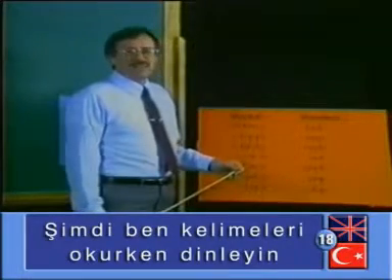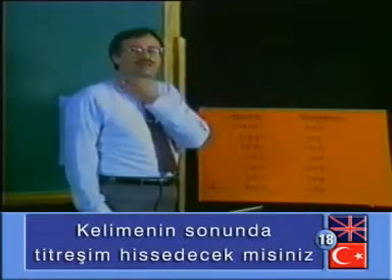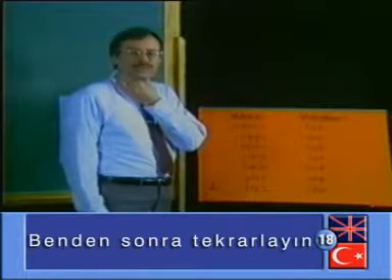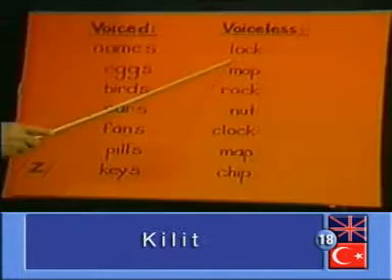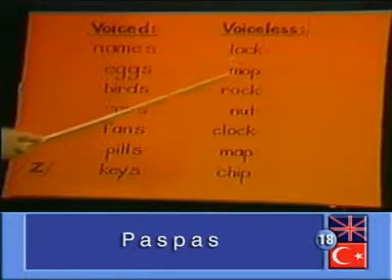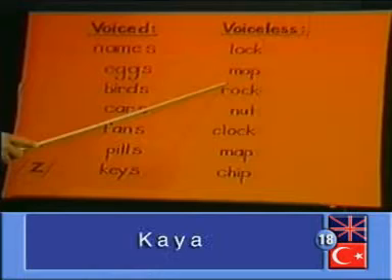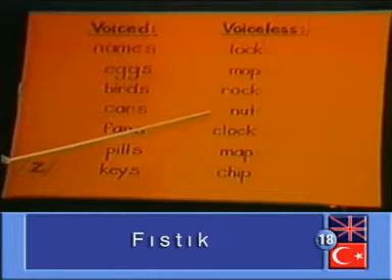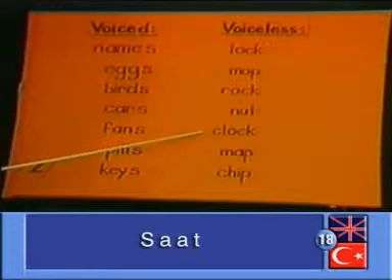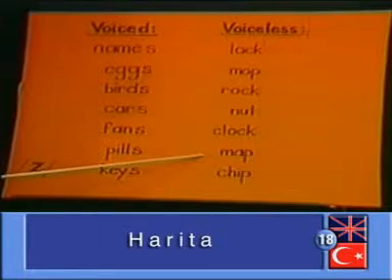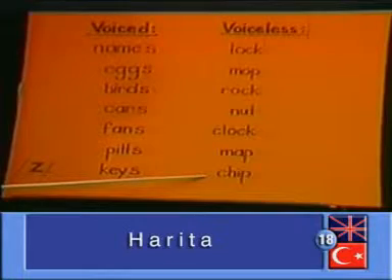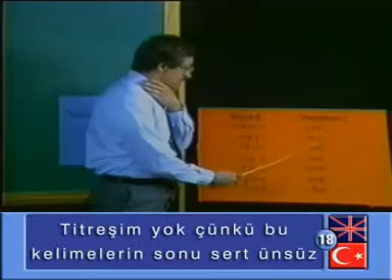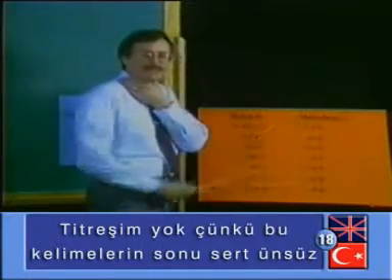Now listen as I read each word. Put your hand on your throat to see if you feel a vibration at the end of the word after you say it with me. Ready? Lock. Mop. Rock. Nut. Clock. Map. Chip. No vibration. That's because the ending sounds in these words are voiceless sounds.